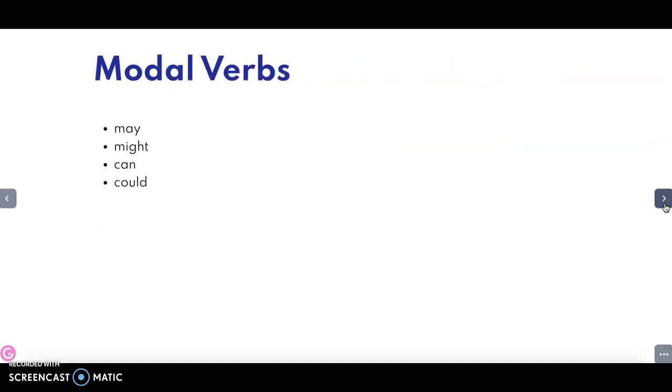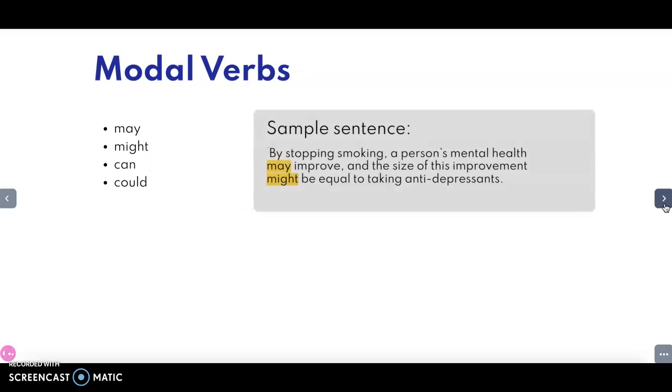We can also use the modal verbs may, might, can, and could to soften our statements. And in this sample sentence, they've actually used two modal verbs. By stopping smoking, a person's mental health may improve, and the size of this improvement might be equal to taking antidepressants.